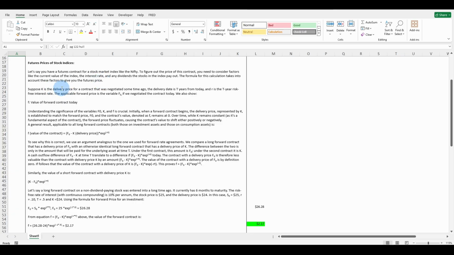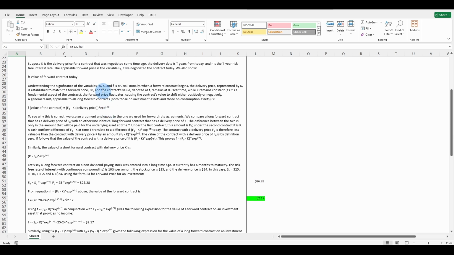Suppose K is the delivery price for the contract that was negotiated some time ago. The delivery day is T years from today, and R is the risk-free rate. The applicable forward price is the variable F0, if we negotiated the contract today. We also show f, the value of the forward contract today. Understanding the significance of the variables F0, K, and f is crucial.